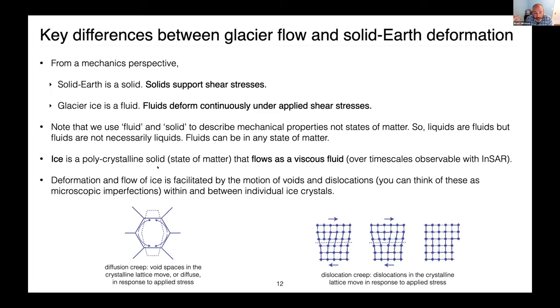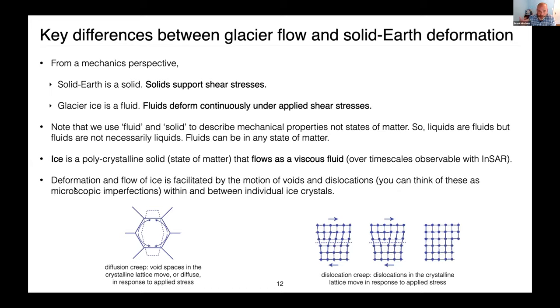So ice is a polycrystalline solid, here using solid to describe the state of matter, and it flows as a viscous fluid over timescales that are observable with InSAR, which is to say that over timescales longer than about a day, maybe a week, in some cases where the ice is really cold, the ice is a viscous fluid, and it flows just like syrup or honey spreading across a plate.